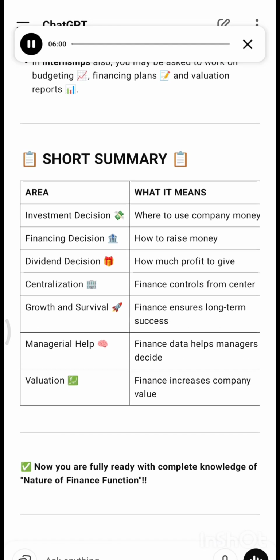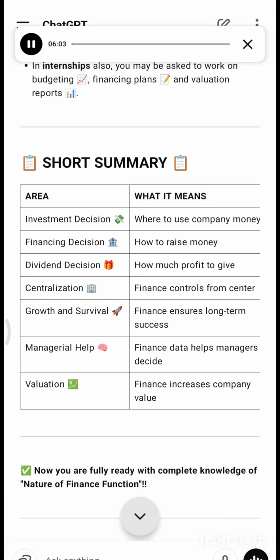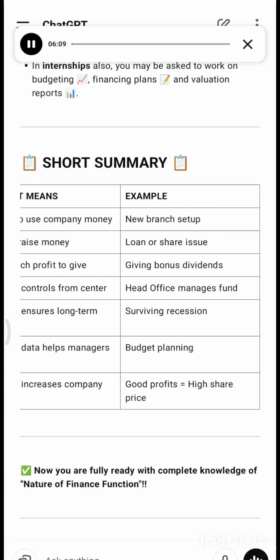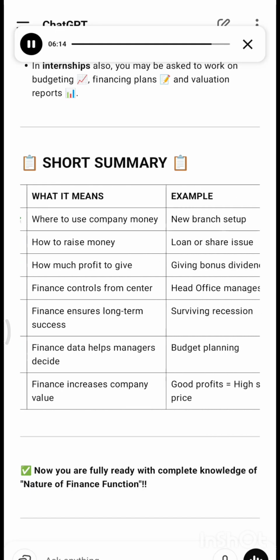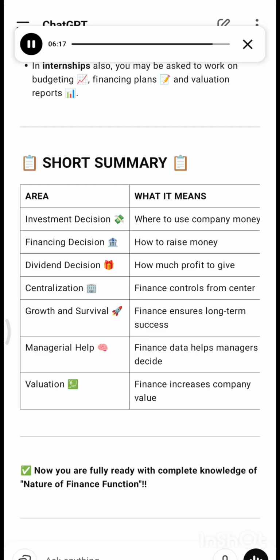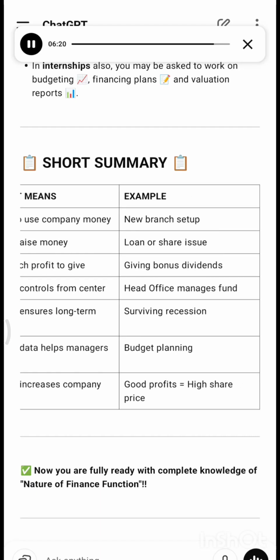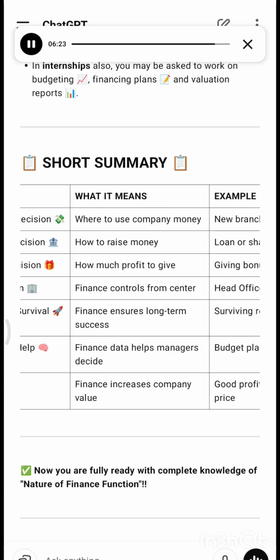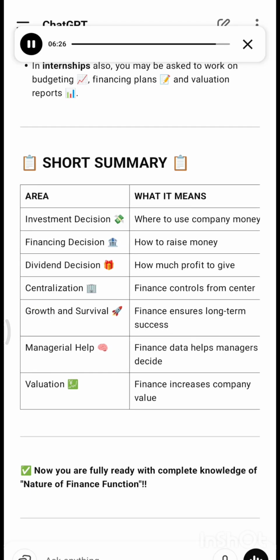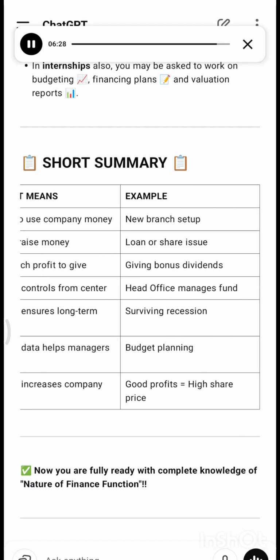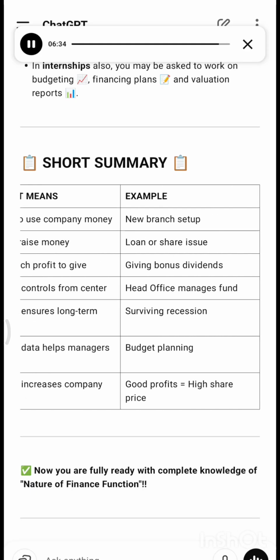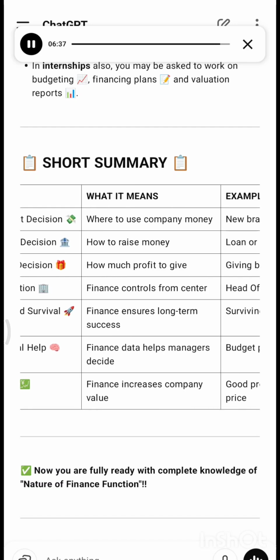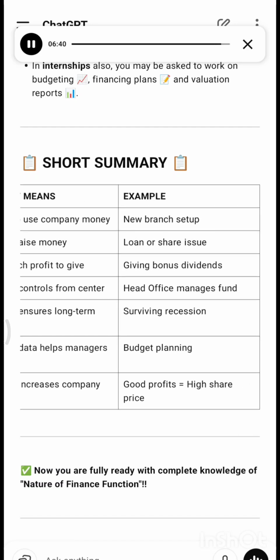Short summary. Area, what it means, example. Investment decision: where to use company money, like new branch setup. Financing decision: how to raise money, loan or share issue. Dividend decision: how much profit to give, like giving bonus dividends. Centralization: finance controls from the center, like the head office managing funds. Growth and survival: finance ensures long-term success, like surviving a recession. Managerial help: finance data helps managers decide, like budget planning. Valuation: finance increases company value, good profits equal high share price.